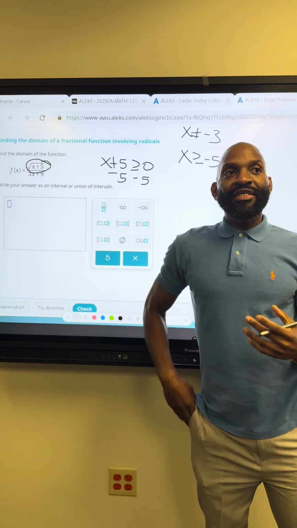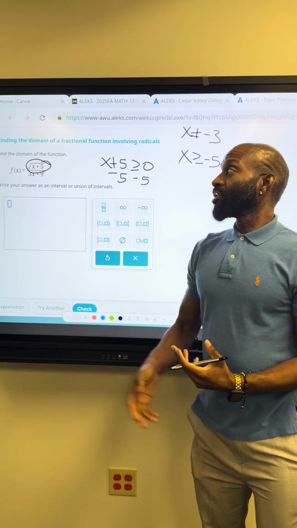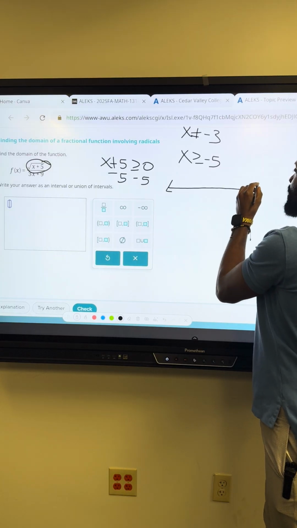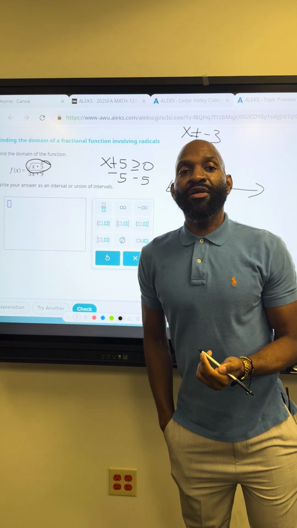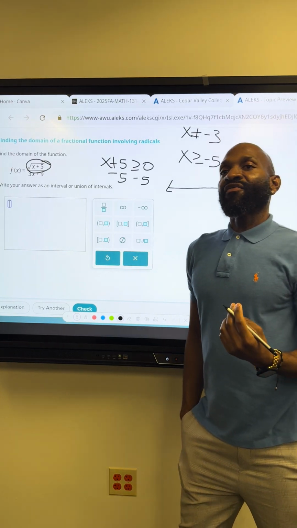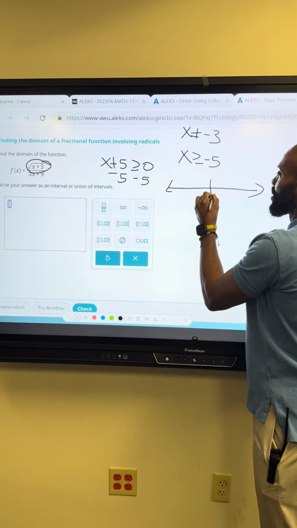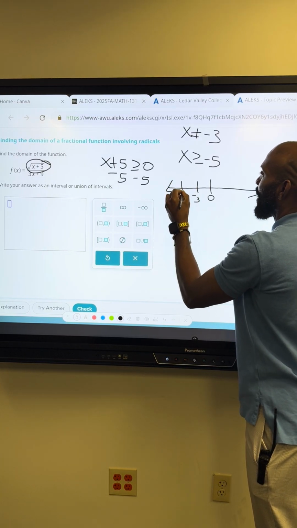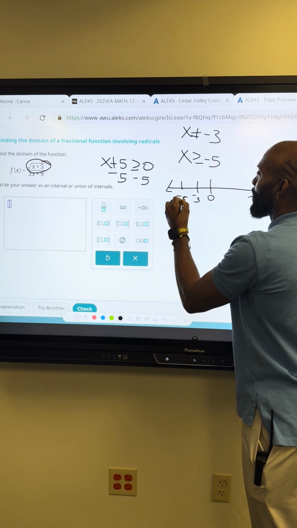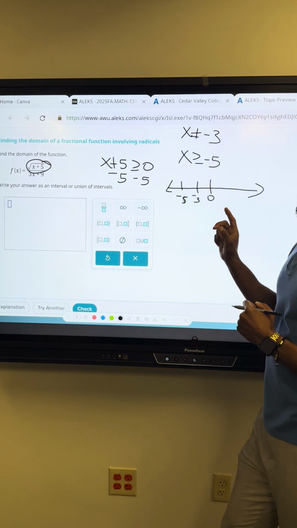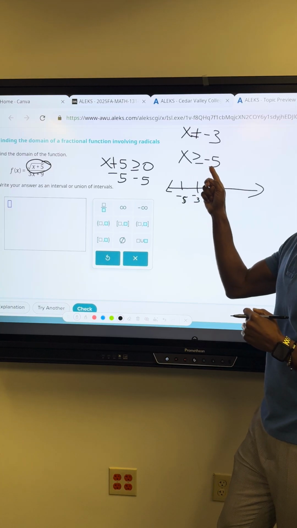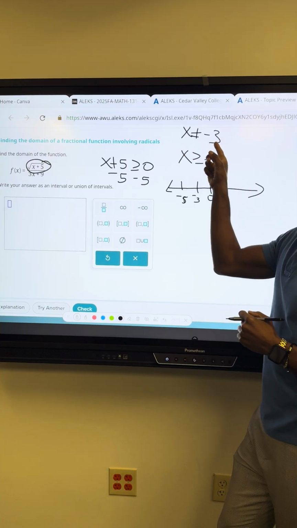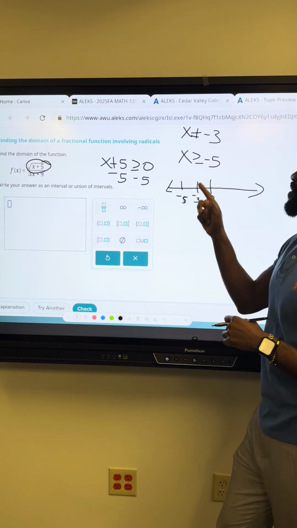So now let's put all of this together to get our domain for this particular function. I recommend that you draw a number line. You don't have to draw a number line, that's just the easiest way for me to see, and I think it'll be easy for you too. So I'm going to plot negative 3, and then I'm going to plot negative 5. Now keep in mind, I'm going to be okay for any number to the right of negative 5, but I cannot include negative 3.